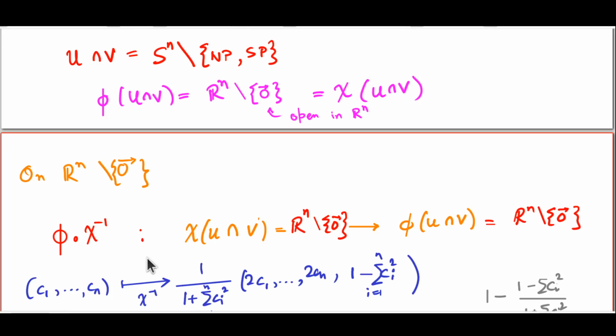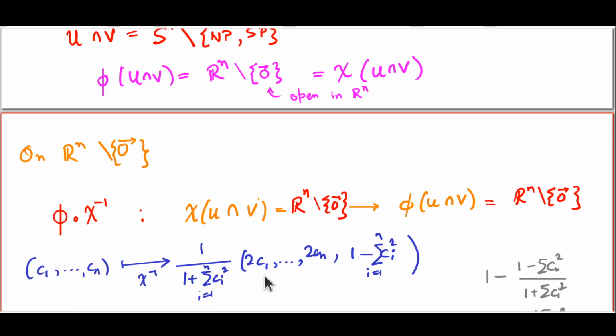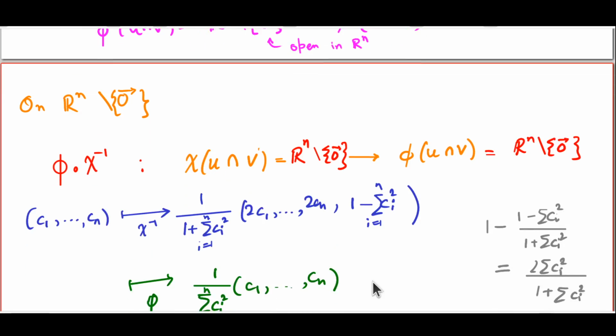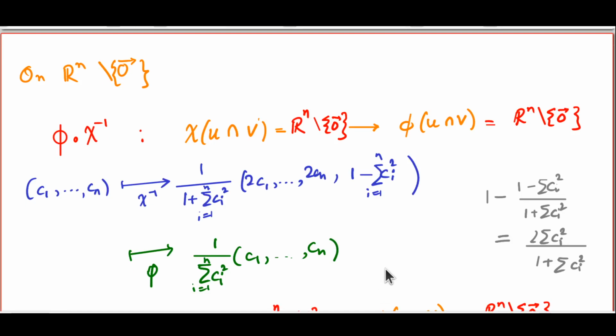Now, the action of chi inverse on this has already been described a while ago. All the Ci's get multiplied by 2 and divided by 1 plus sum of Ci squares. That gives us the first n coordinates. The last one is given by 1 minus sigma Ci square by 1 plus sigma Ci square. Now then we have to apply phi on this. To apply phi on a bunch of numbers, all we have to do is divide the whole thing by 1 minus an plus 1. So we need this quantity 1 minus sigma Ci square by 1 plus sigma Ci square, which is the an plus 1 in this case.